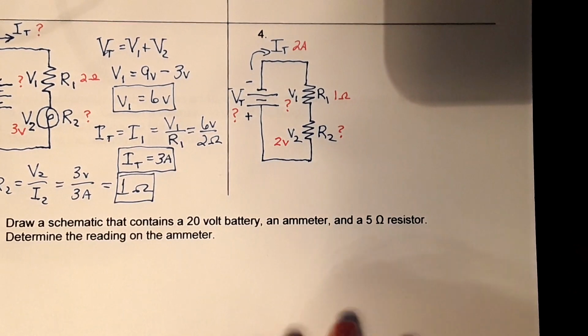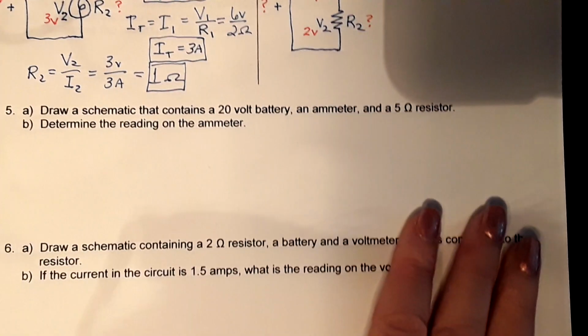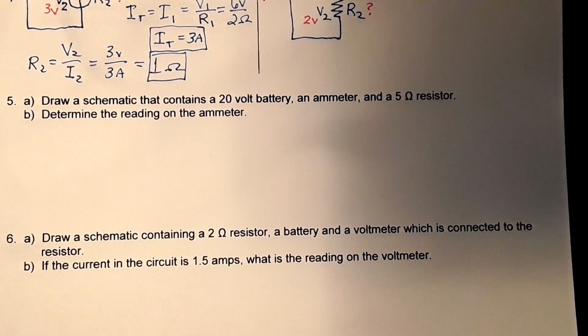Let's talk about 5 and 6 for a minute. 5 and 6, they want you to draw some simple little circuits with some measuring devices. Ammeter for measuring current, or a voltmeter on number 6 for measuring potential. We're going to draw these, and I'll leave it to you to determine what the unknown value they ask you to find would have to be. But we need to talk about how to diagram with measuring devices.